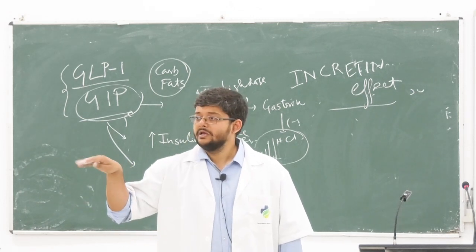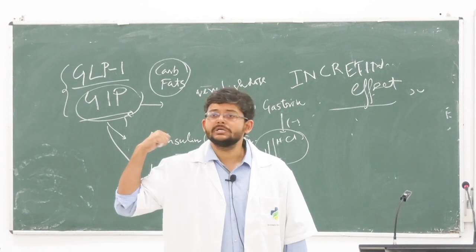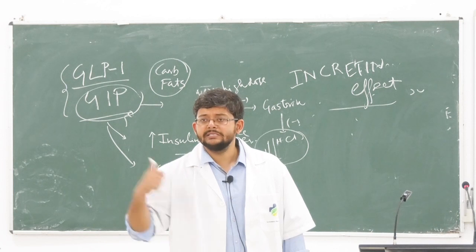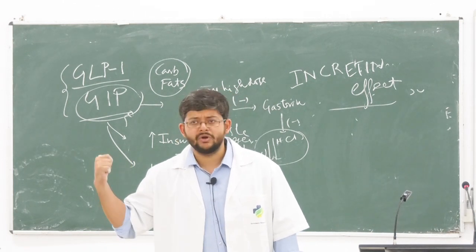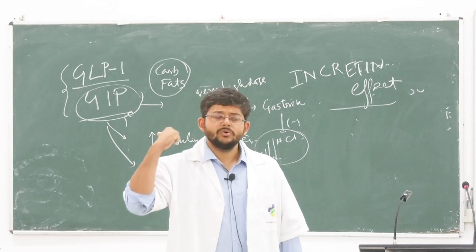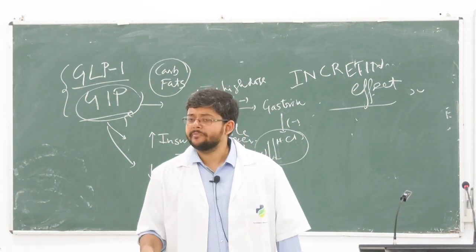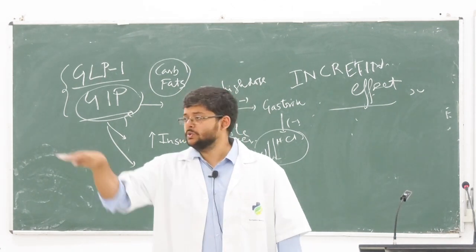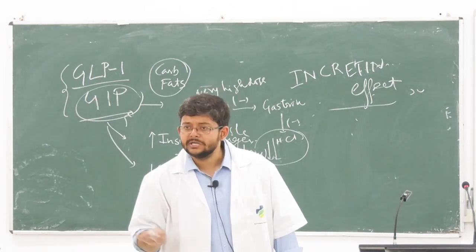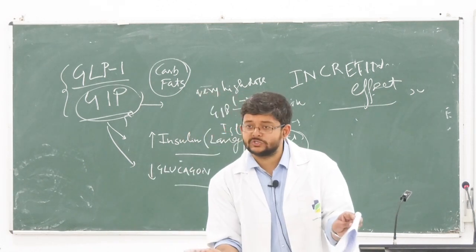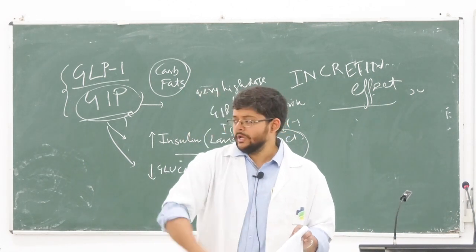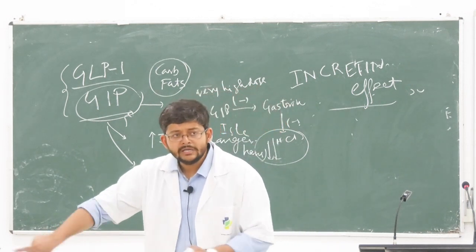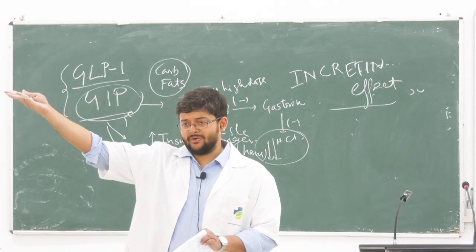Clear everybody? I ate a sweet; the moment the sweet goes to the stomach, signaling happens, and these hormones come out, usually from K cells or the many other cells that release them. So the moment they come out, what is happening? Insulin secretion increases because they are insulinotropic factors. Insulin secretion increases, glucagon secretion decreases, gastric emptying prolongs. If gastric emptying is quick, food goes quickly to the intestine. The quicker it goes to the intestine, the quicker it gets absorbed. The quicker it gets absorbed, the quicker the sugar level goes high.